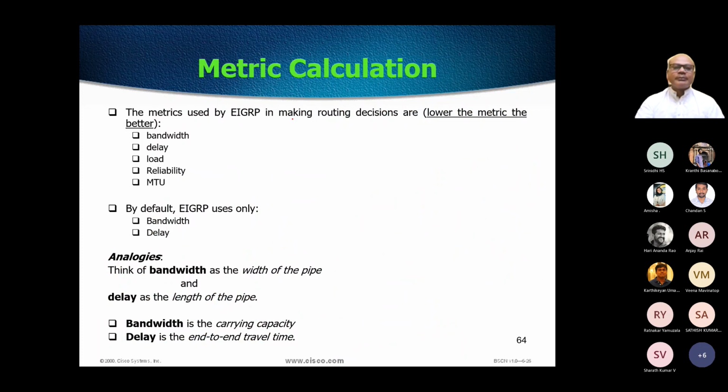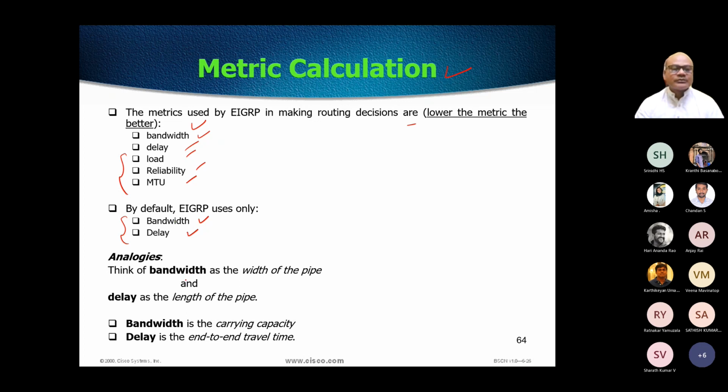So how is it going to calculate the metric, guys? As I told you, it depends on the routing; the lower the metric, the better. It calculates using bandwidth, delay, load, reliability, and maximum transmission unit. By default, if you are not given any value, it calculates only bandwidth and delay.